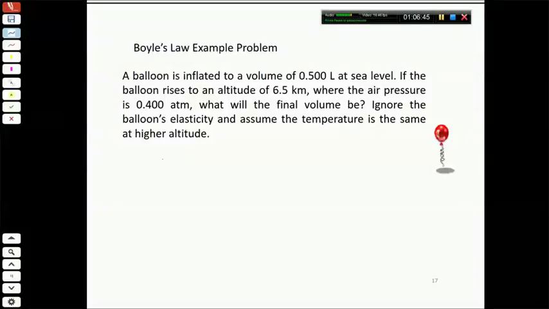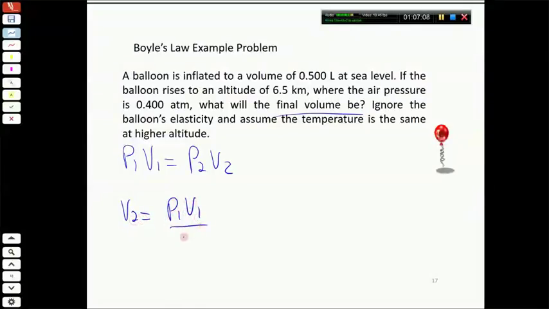So we're going to ignore other little factors like the balloon's elasticity and just assume that the balloon is able to expand and contract readily in response to a change in pressure. So again, Boyle's law, we're just changing pressure and volume here. P1V1 equals P2V2. And so what we're solving for here is the final volume, V2, which is just going to be equal to P1V1 divided by P2. So the ratio of the two pressures times the initial volume.